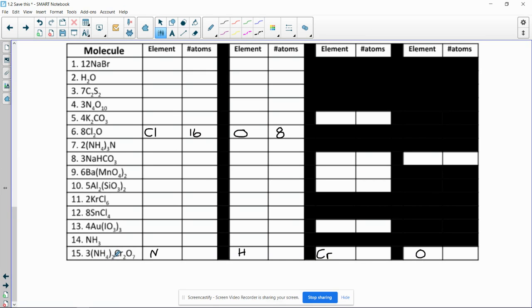Let's start here because this 2 goes with everything in the parentheses. So for nitrogen, I'd say 2 times 1 times 3, 6 total. For hydrogen, I would say 2 times 4 is 8 times 3, 24. And for Cr, I would say there's 2, but there's 3 of all this, so 2 times 3 is 6. And for O, that's a 7. So 7 times 3 is 21.